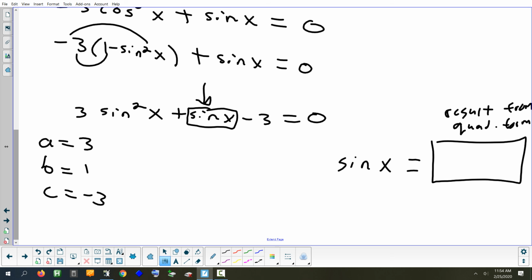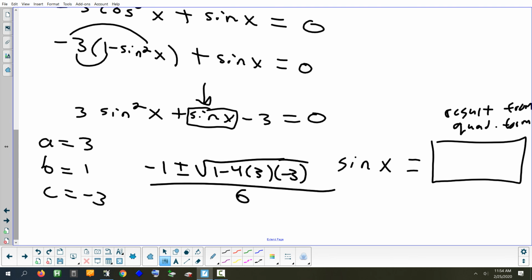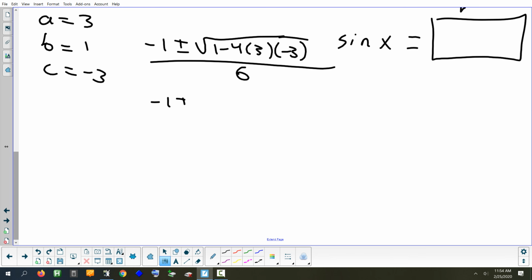Okay, so let's go through the quadratic formula. Negative b plus or minus the square root of b squared minus 4 times a times c, all divided by 2a. Minus a minus is going to become plus. What's 4 times 3 times 3? 36 plus one more. 37. So you can see now why you couldn't factor it, because the square root is a messy number.